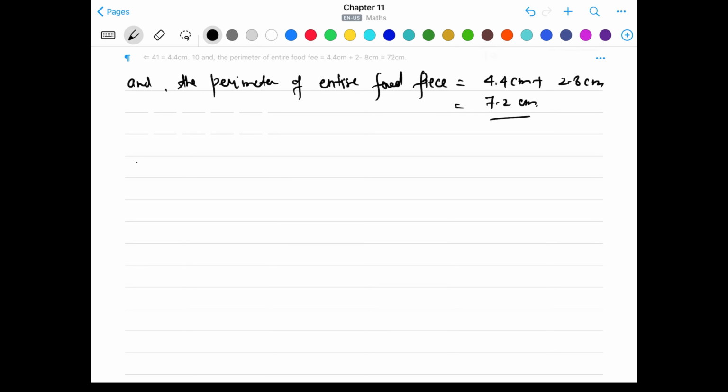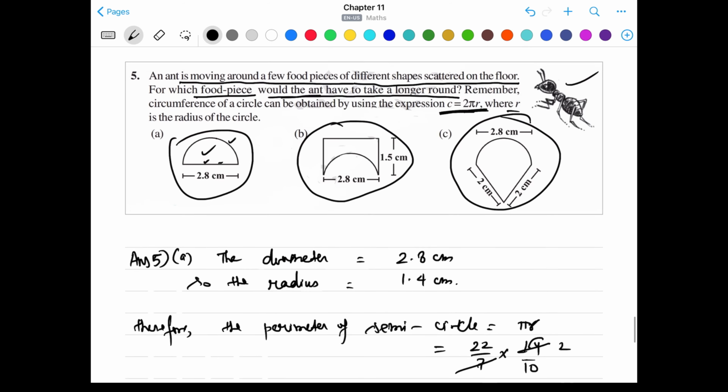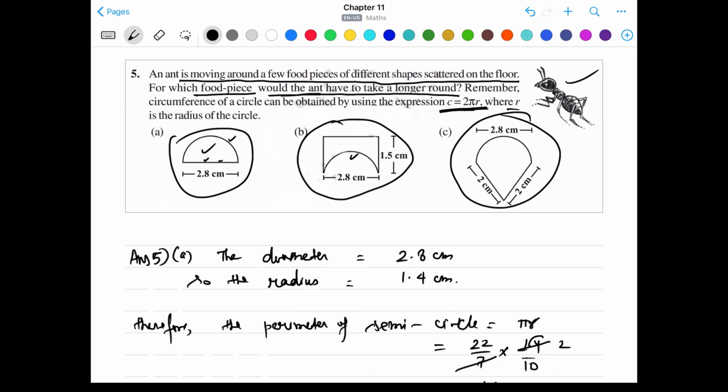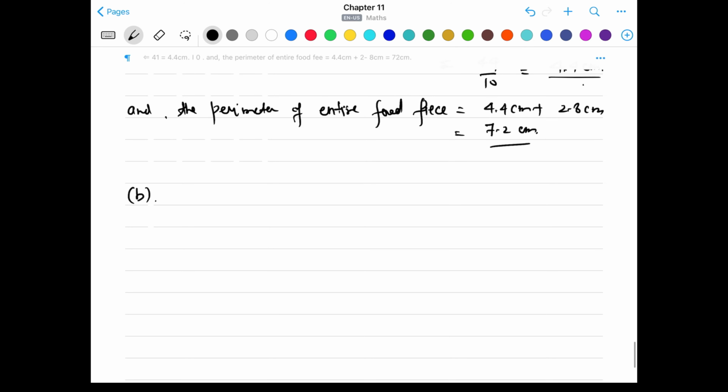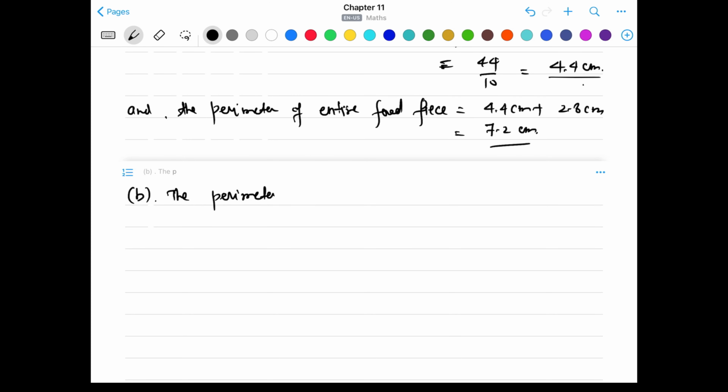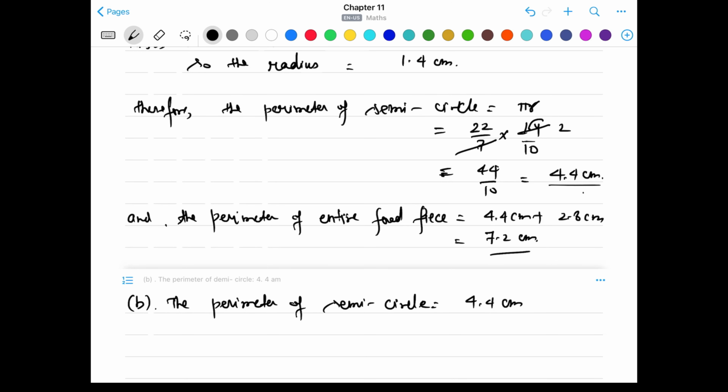Now let's see for the food piece B. Again here we have the semicircular part, and we have already calculated the perimeter of the semicircular part, because the radius of the two is the same. So we'll use the above one. That is, the perimeter of semicircle is equal to 4.4 centimeter, as we have calculated here already.